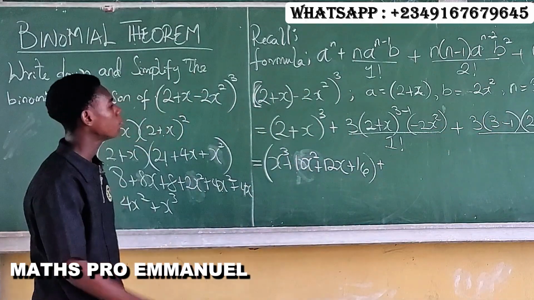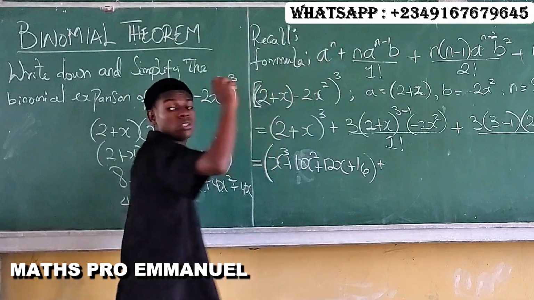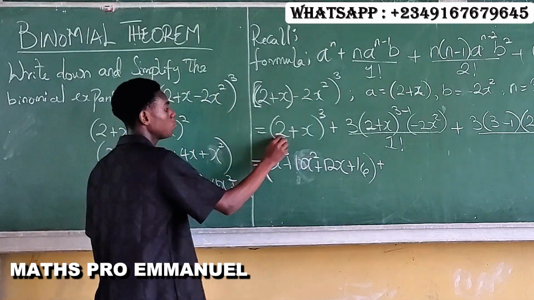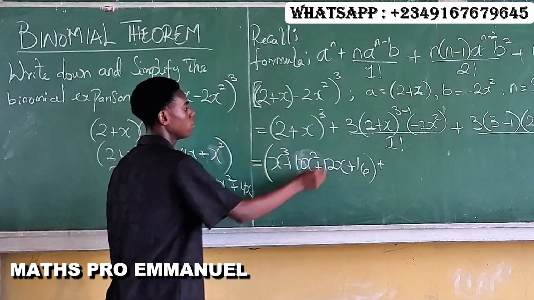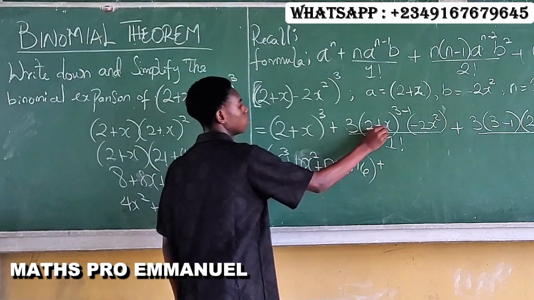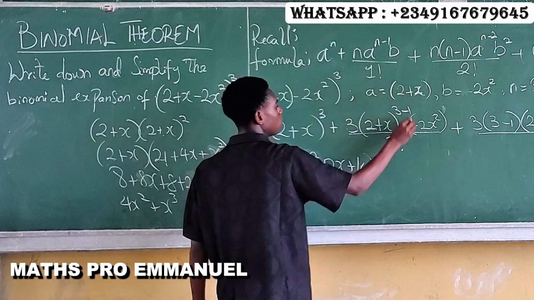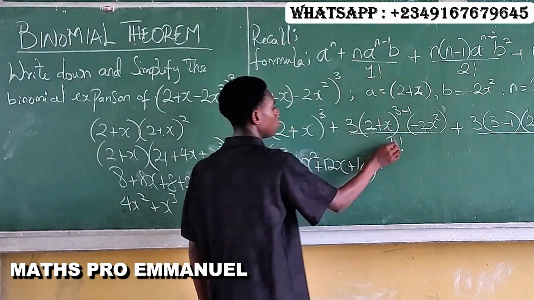Now to expand this, bring back the formula. We have A raised to the power of n. A is 2 plus x, so I'll have 2 plus x all raised to the power of 3. Plus n, which is 3, then A, which is 2 plus x, all raised to the power of n minus 1, that is 3 minus 1. Then B is minus 2x squared, all over 1 factorial.